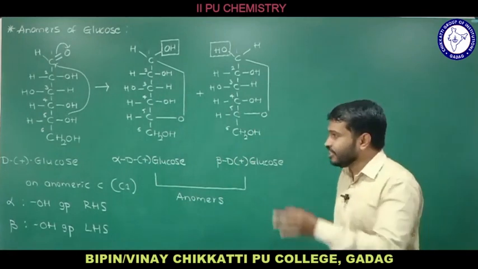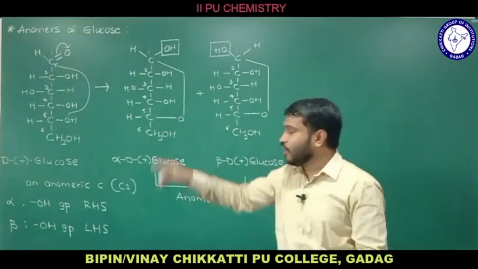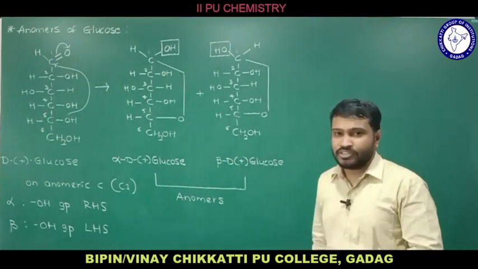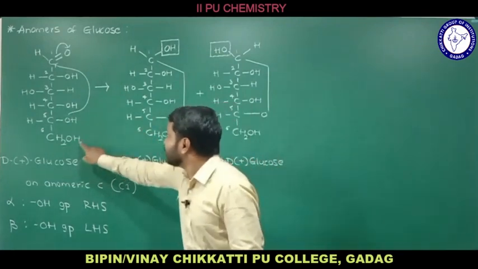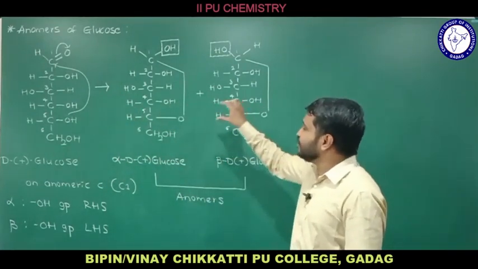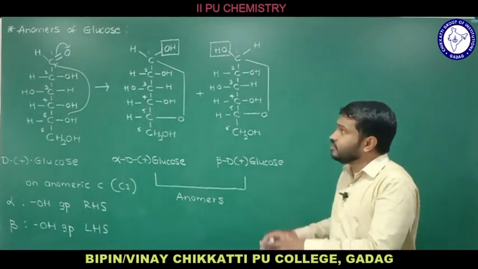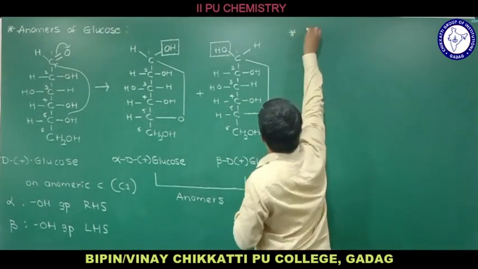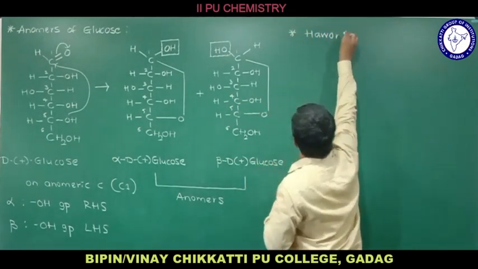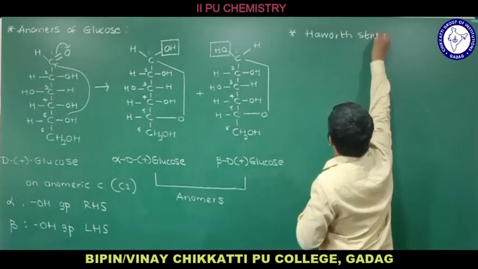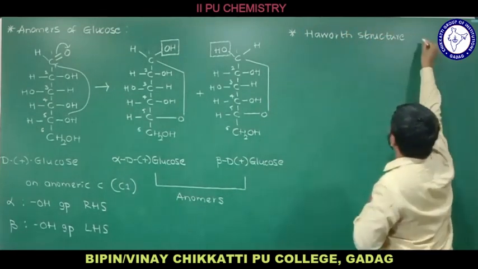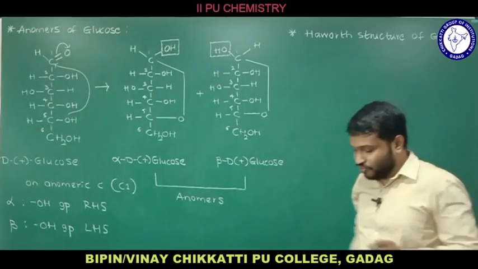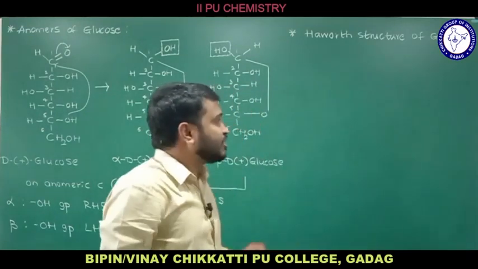Remember, glucose is always D plus glucose only, and I explained how to identify the D, how to identify alpha, and plus and minus; they are experimental quantities, we know that. So now the open chain structure is converted into the closed chain structure. This is the representation, but the better way is to represent it in a cyclic structure, and that kind of structure we call the Haworth structure. So now I am going to explain the Haworth structure of glucose. How can we draw the Haworth structure of glucose?